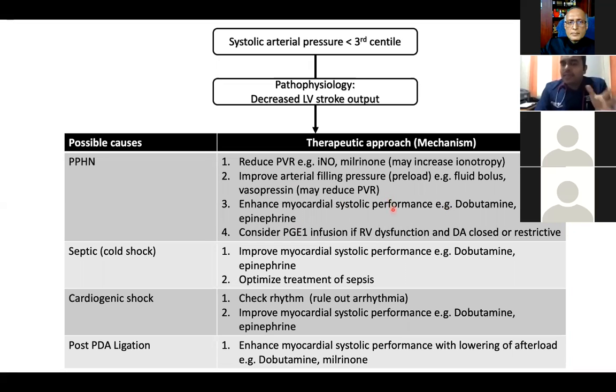So for enhancing systemic performance, add dobuta or epinephrine. Septic shock, dobuta and epinephrine. Epinephrine, why? Because it has got action on peripheries also. Cardiogenic shock, again, agents, dobuta and epinephrine.